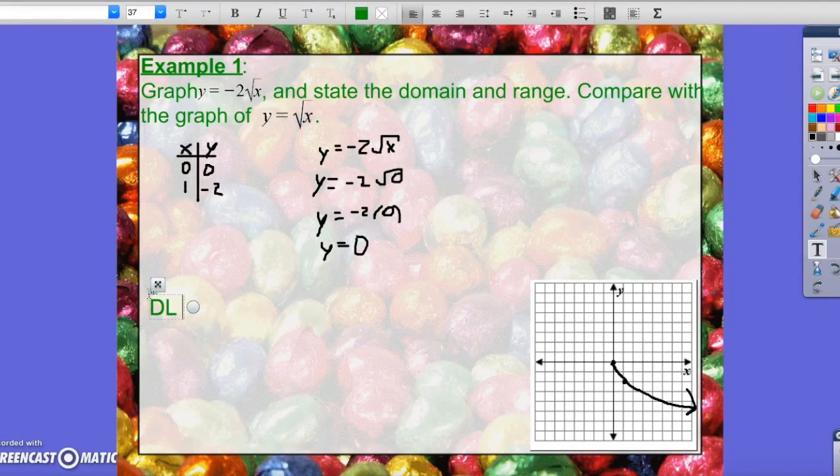Now, domain. I start here, it's vertical, x goes up and down, and then I go all the positive directions. So x greater than or equal to 0. Range, watch where your range is this time. It starts here, and what happens? It goes in the negative direction, right? My graph's on the negative half of the plane. So it's y less than or equal to 0.